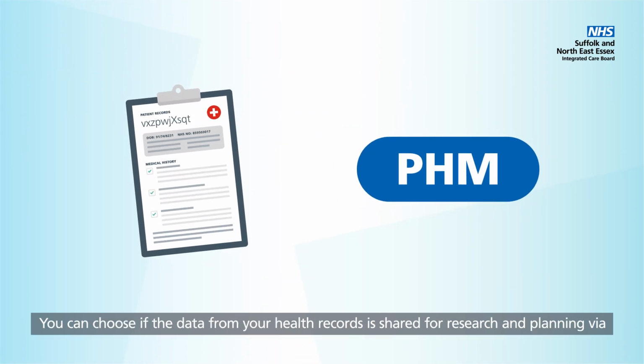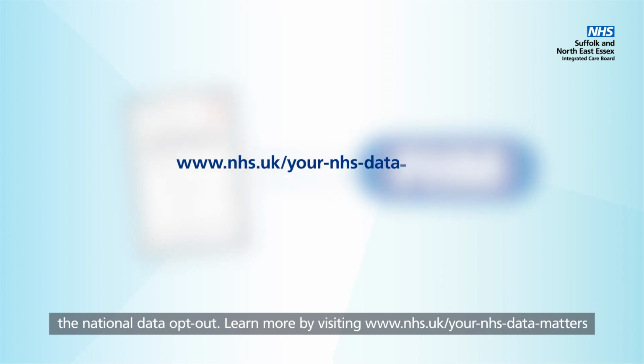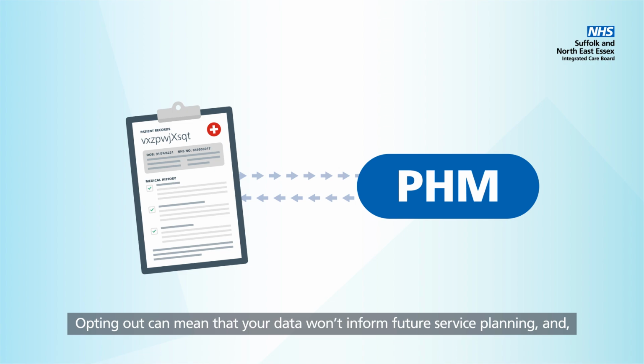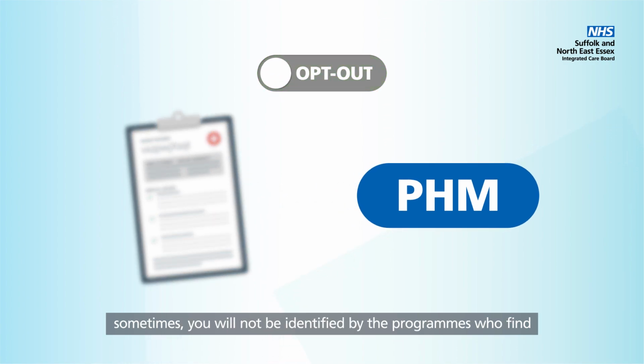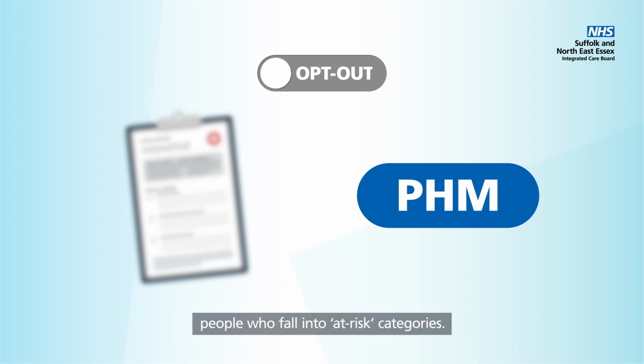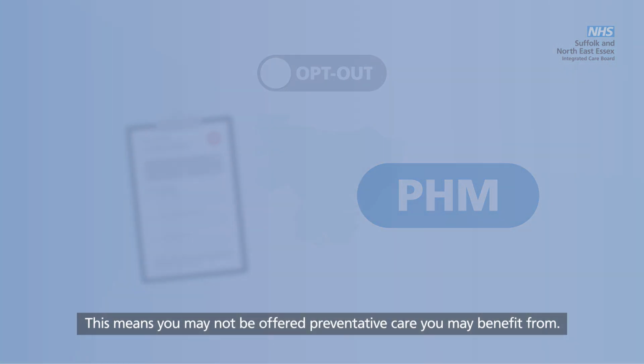You can choose if the data from your health records is shared for research and planning via the National Data Opt-out. Learn more by visiting www.nhs.uk/your-NHS-data-matters. Opting out can mean that your data won't inform future service planning, and sometimes you will not be identified by the programmes who find people who fall into at-risk categories. This means you may not be offered preventative care you may benefit from.